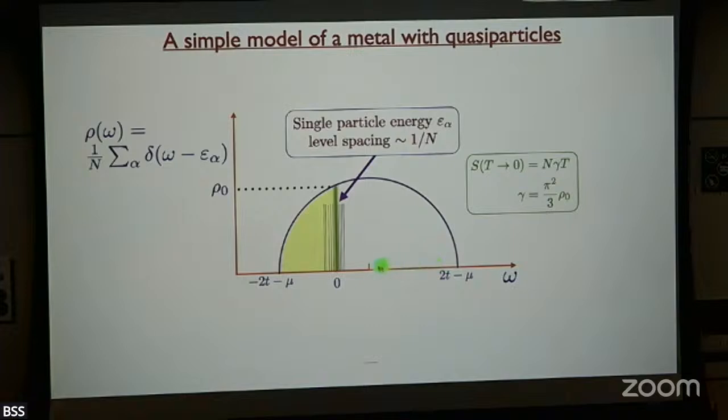However, of course, at any finite N, there's a discrete set of energy levels. And the spacing between these levels is 1 over N, because there's N levels. This is all of order 1. So if you're fitting N levels in a window of order 1, their spacing is of order 1 over N.